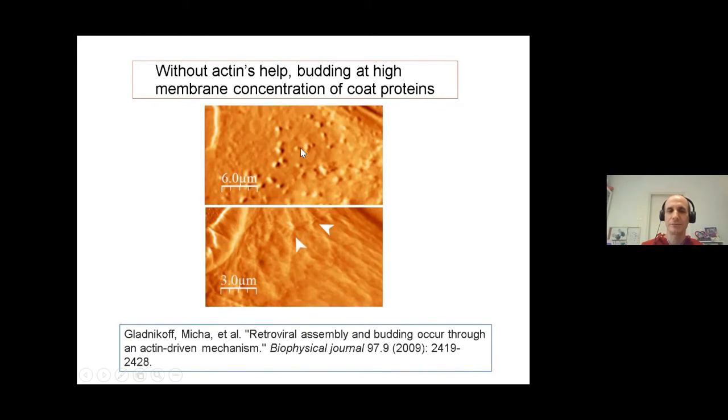And indeed, if you manipulate the virus genetically such that it cannot attach to actin, you find that it buds, but only when the surface coverage of the infected cell by the coat proteins of the virus is at a much higher density, and the individual budding events are much slower. Compared to the normal case, where you almost don't find any budding sites per image, very few of them, because they occur very fast and don't require a very high density of these proteins to cover the membrane.